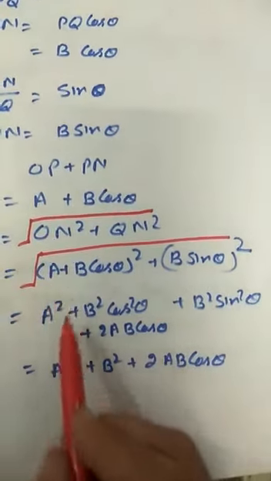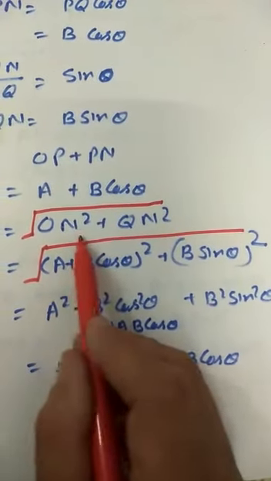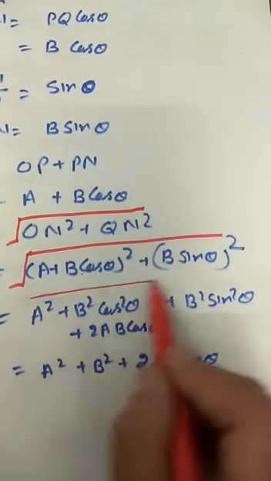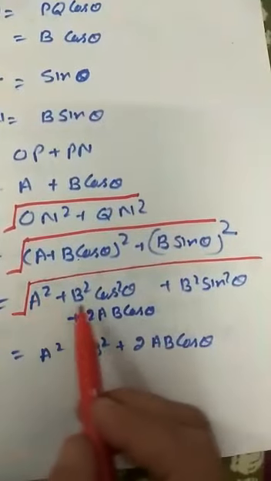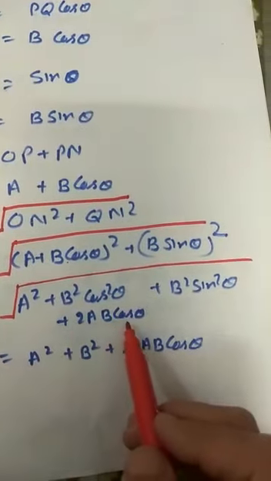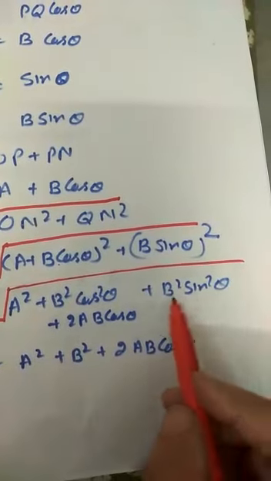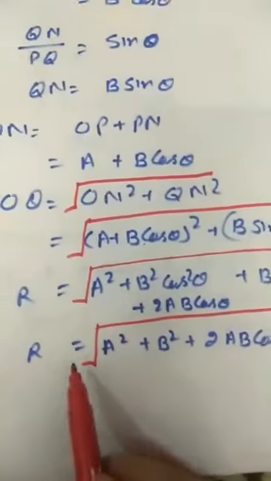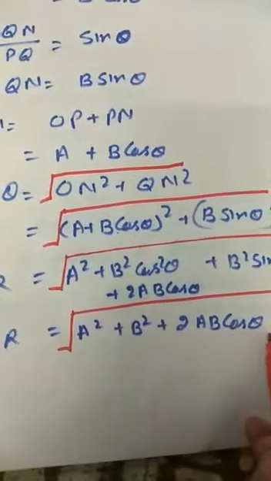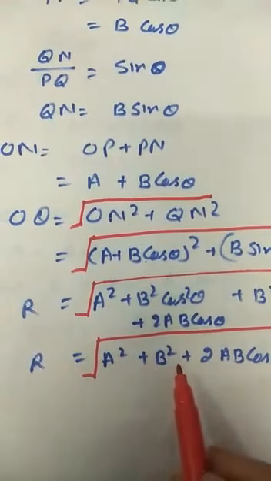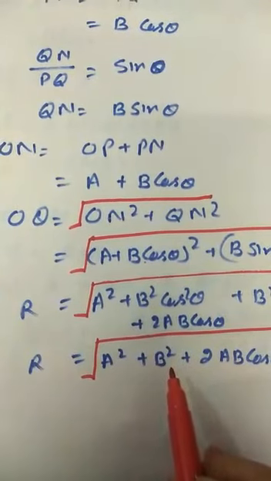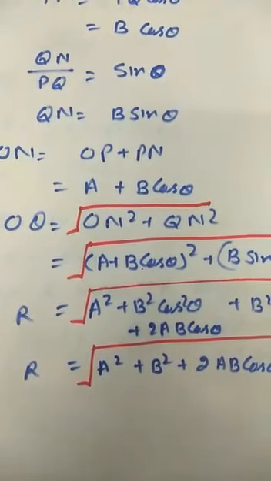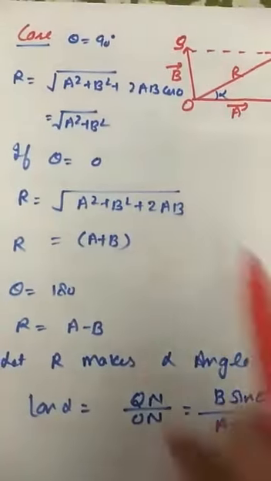So that is equal to the square root of (A plus B cos theta) whole squared plus (B sin theta) whole squared. This gives A squared plus B squared cos squared theta plus 2AB cos theta, and B sin theta whole squared is B squared sin squared theta. Again we get the same values as in the triangular law, because laws may be different but the result is the same. So we can solve questions by either law and get the same answer.